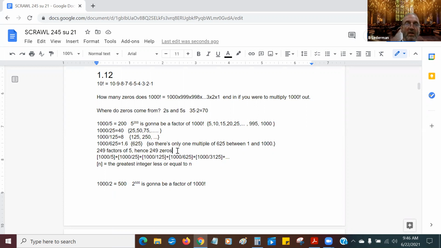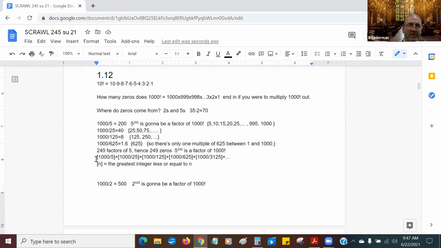Another way of putting this is that 5 to the 249th is a factor of 1,000 factorial. It's a good way of putting it. Now there's a lot of factors of 2, so way more than I need to answer this question. So that's it. I'm limited here by the amount of 5s I have.